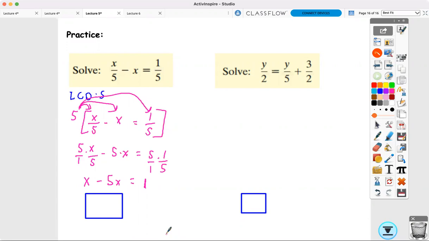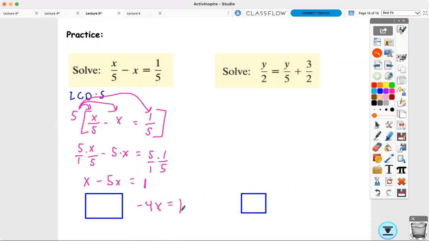Yes. Now let's combine the like terms. What's x minus 5x? You owe me 5 x's, but you only have 1, right? Because this is a 1x. So before, what kind of 4? -4. Good. So then we get negative 4x equals 1.